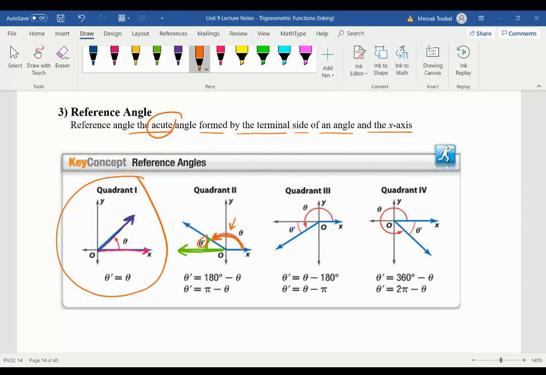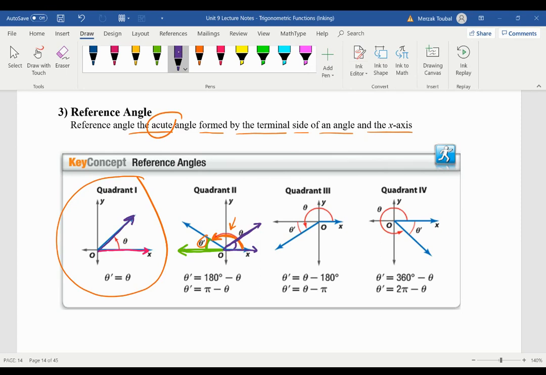Now, the interesting thing is this angle, theta prime, is equivalent. Let's say this angle is 30 degrees. It is equivalent to 30 degrees in quadrant 1. And that's actually one of the reasons why we want to know the reference angle. Because if we know the reference angle, we can refer back to the angle in quadrant 1 to find, for example, the sine, cosine, tangent, cotangent, and so on. We're going to be doing this later on.